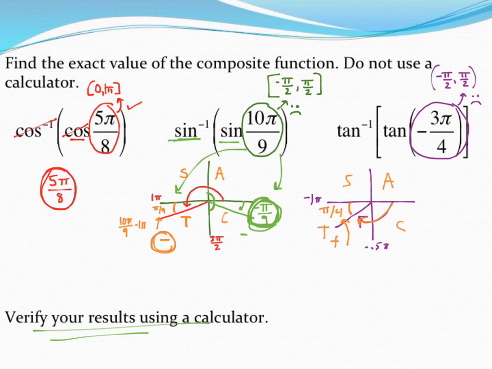So to finish this problem, let's take our pi over 4, redraw that in quadrant 1, and since I'm now measuring counterclockwise again, I do just keep the sign the same. My final answer comes out to be just positive pi over 4.